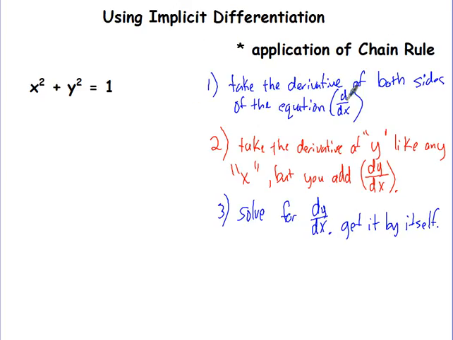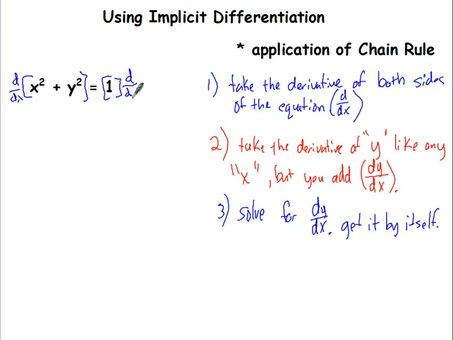You're going to take the derivative of both sides of the equation. Notice that I have two sides. I have x squared plus y squared, and then I have 1. It's always going to be both sides. And I told you when we learned about derivatives, it was either the prime or the d/dx, which is a derivative with respect to x, okay? So you're going to take the derivative of this, and take the derivative of this.